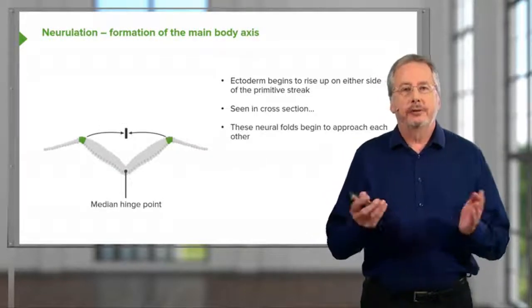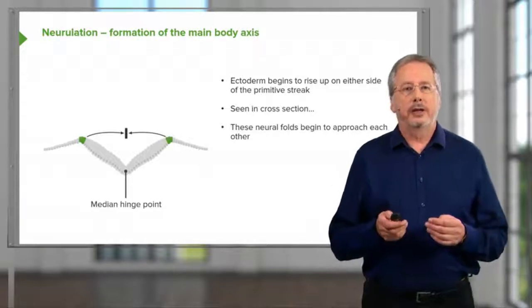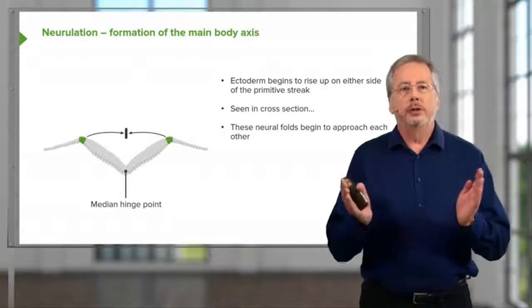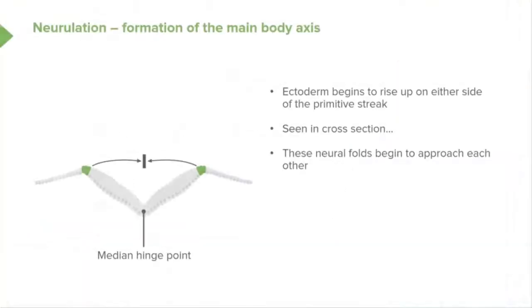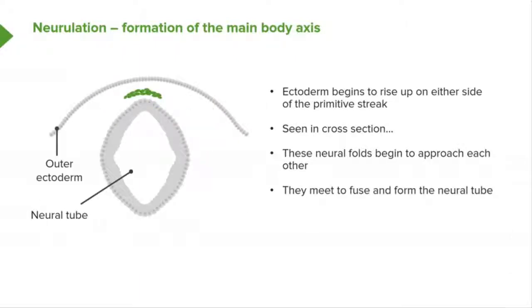So here we can see the folds beginning to swing up, and we've also marked the cells at the very tip in dark green, and those will be neural crest cells. So as the folds are beginning to approach each other, then the cells at the very tip are the neural crest cells. Gradually the system is beginning to form a tube running the length of the body, hinging about a point in the middle. So the folds will begin to approach each other.